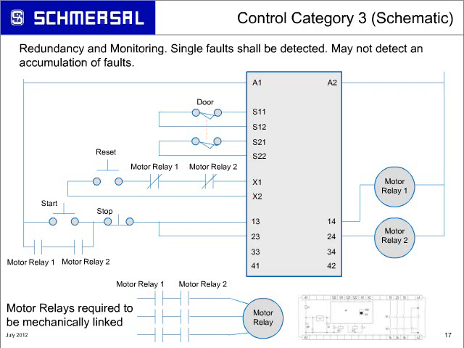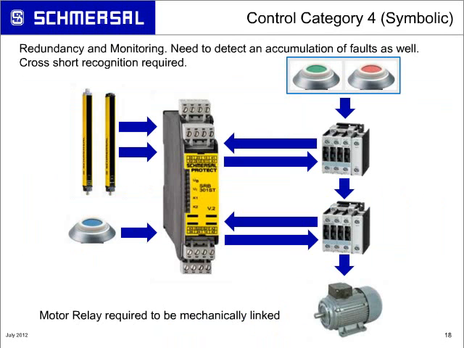The last control category we're going to talk about is Control Category 4. Control Category 4, when you see the symbolic, doesn't look a whole lot different than Control Category 3. But when you look at the definition of Control Category 4, even an accumulation of faults has to be detected. You're required to do things such as cross-short recognition, meaning if you get a dead short between the channels, which you may not be able to detect in a Control Category 3 system.